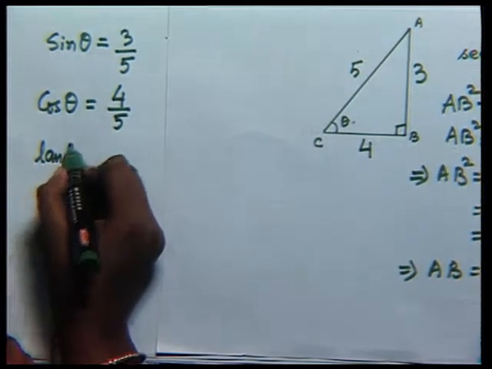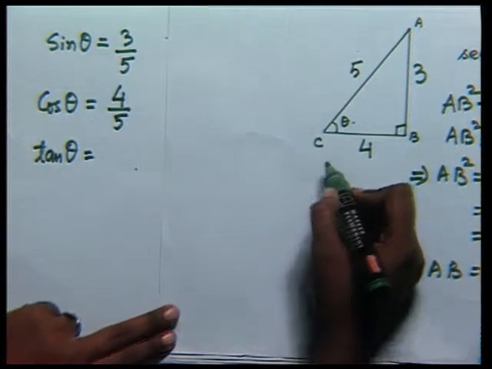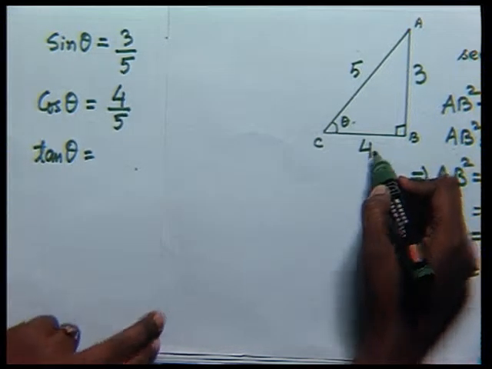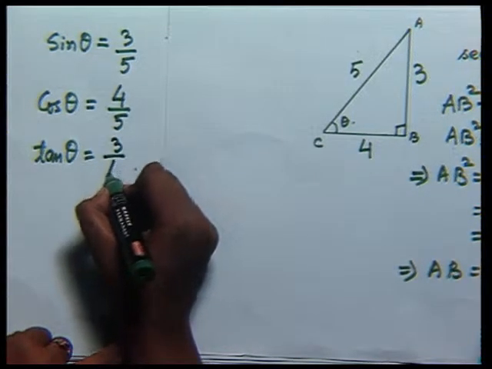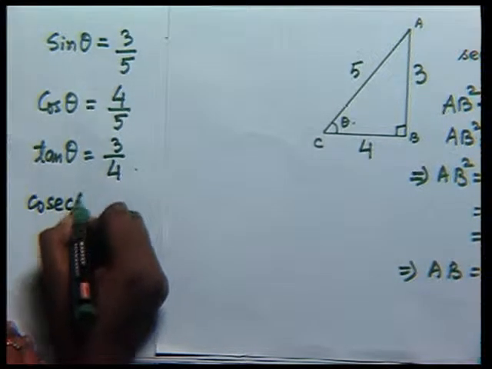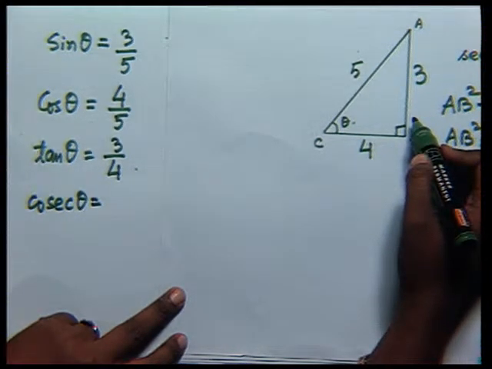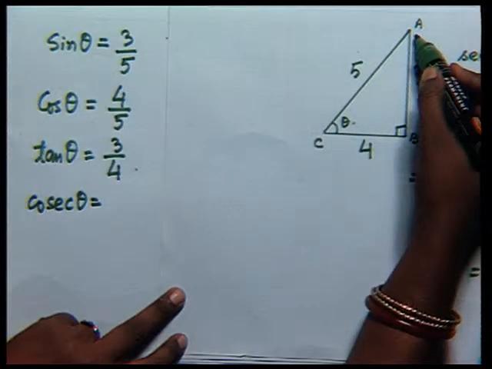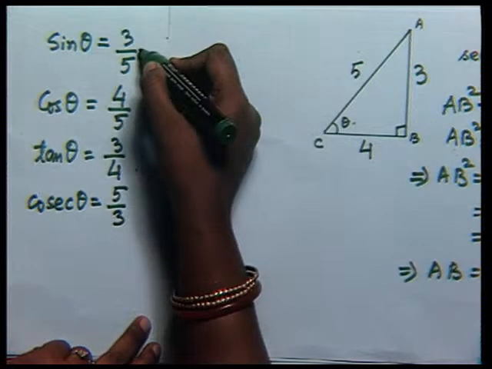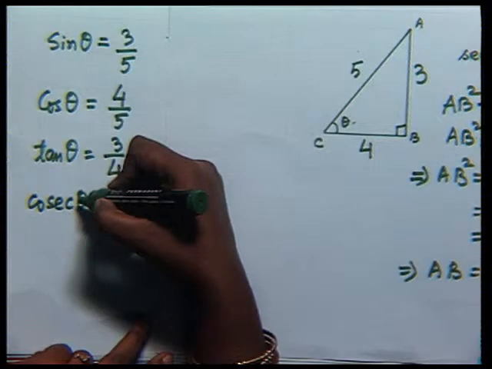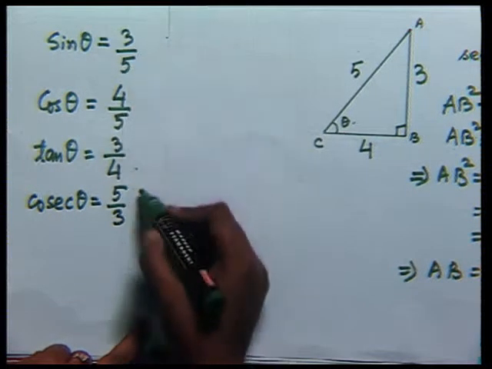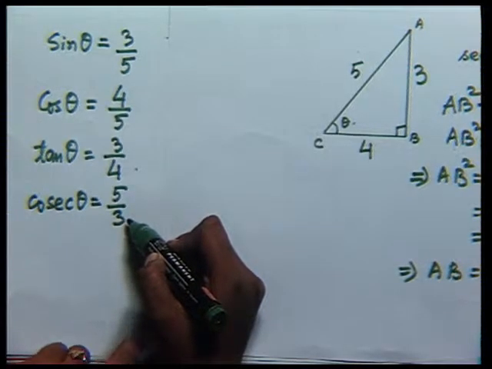Tan theta is equal to the ratio of the side opposite to the angle theta to that of the adjacent side. So, this is equal to 3 upon 4. Cosec theta is the ratio of the hypotenuse to that of the side opposite to the angle theta, that is 5 upon 3. From here also we can find out cosec theta, because we know that cosec theta is the reciprocal of sin theta. So, if sin theta is 3 upon 5, then cosec theta becomes 5 upon 3.